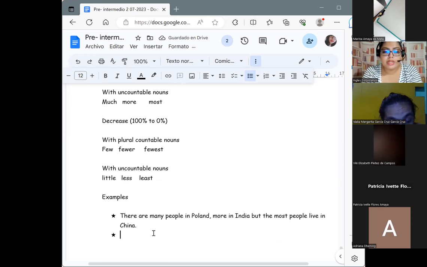Much time and money. Much time and money is spent on education. More on health. But the most is spent on national defense.